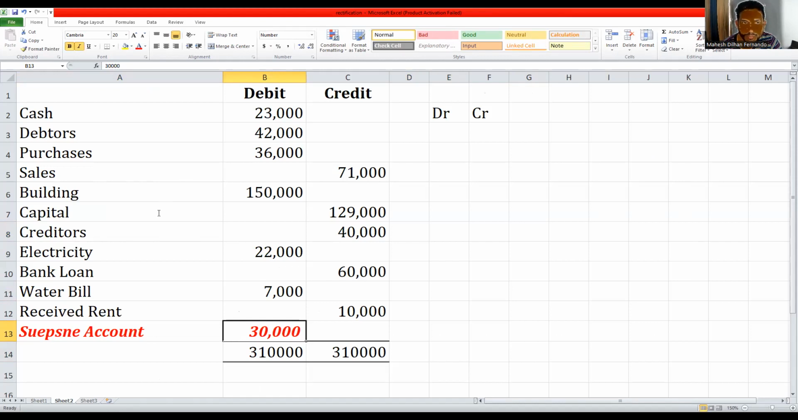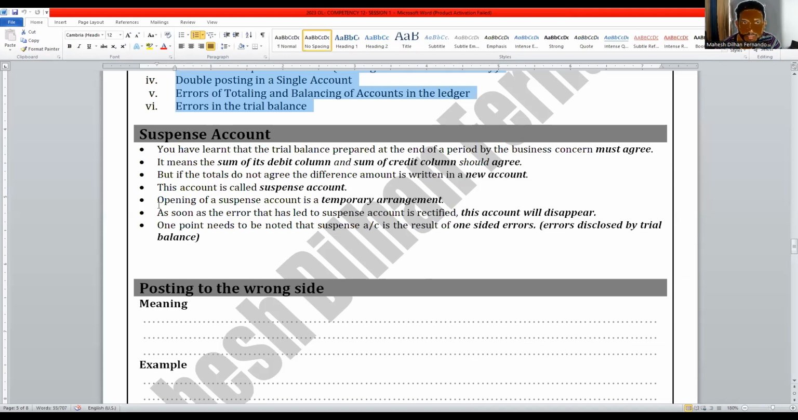Then it says opening of a suspense account is a temporary arrangement. As soon as the errors that have led to the suspense account are rectified, this account will disappear. You will realize this when we get to the activities. One point needs to be noted: a suspense account is a result of one-sided errors, errors disclosed by the trial balance.